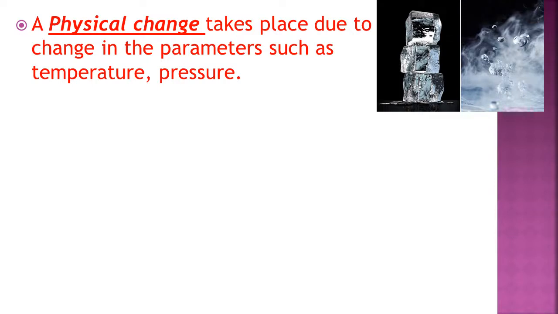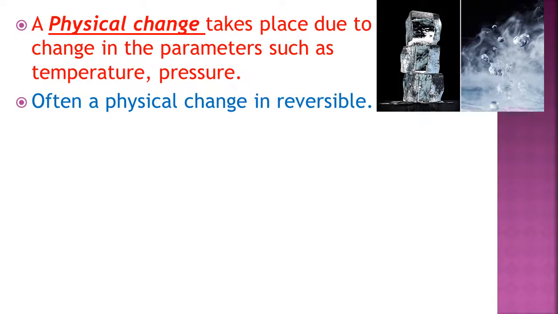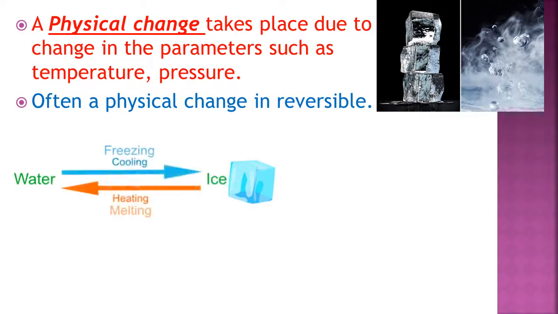That means here we can say that ice is converting into liquid on heating, and on cooling, the liquid will convert into ice, which is freezing. So this is a reversible change, and the composition of matter remains the same in a physical change. For example, ice is transformed into water on heating, and water is transformed into ice on cooling.